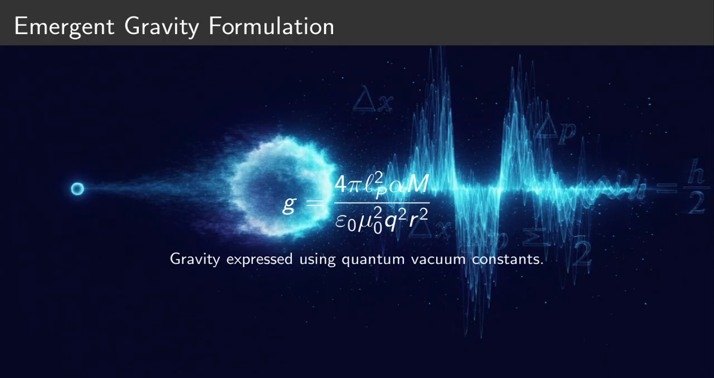Emergent gravity formulation. Now we introduce an alternative formulation. Here, gravity is expressed using quantum vacuum constants. These include the Planck length, the fine structure constant, and electromagnetic constants. In this view, gravity emerges from deeper vacuum structure.